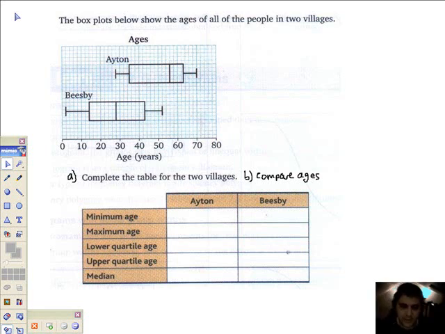Hello, box plots. Now, not "hello, box plots," hello to you. We're doing box plots right now.